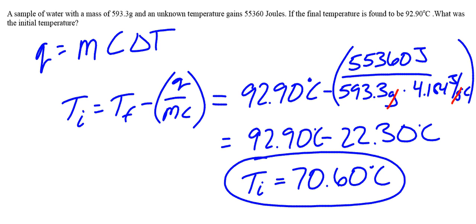Grams cancel out, my joules cancel out, I'm left with degrees Celsius. I do my difference, and I end up with an answer of 70.60 degrees Celsius. And of course, this should make sense because I have a system that gains joules, and my final temperature was 92.9 and I gained joules to get there, so my initial temperature should have been lower. And of course, 70.60 degrees Celsius is lower than 92.90.